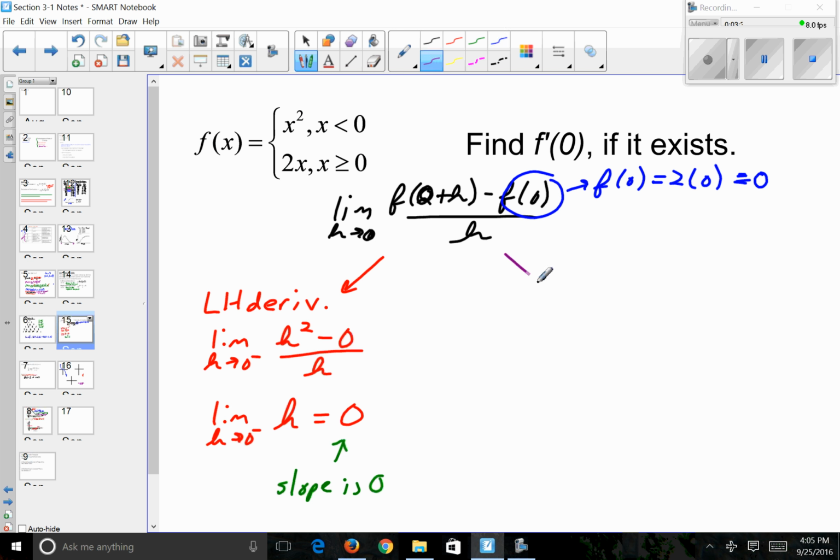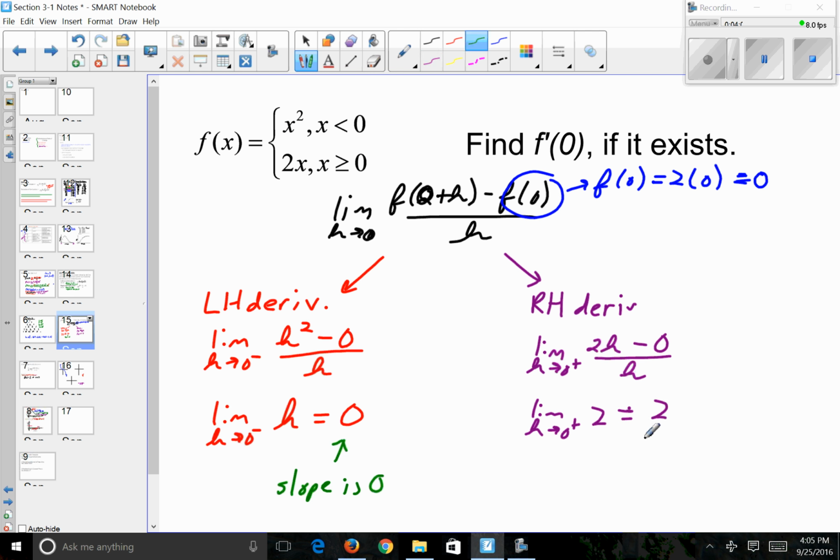If I go to the right-hand derivative, I'd be doing my limit as h approaches 0 from the right. Well, now f of 0 plus h, because h is positive, is going to use the 2x. f of 0 is still 0 because that's dependent on 0, not on h. Well, this simplifies to the limit as h approaches 0 from the right of 2, which equals 2. So to the right of x equals 0, the slope is 2.